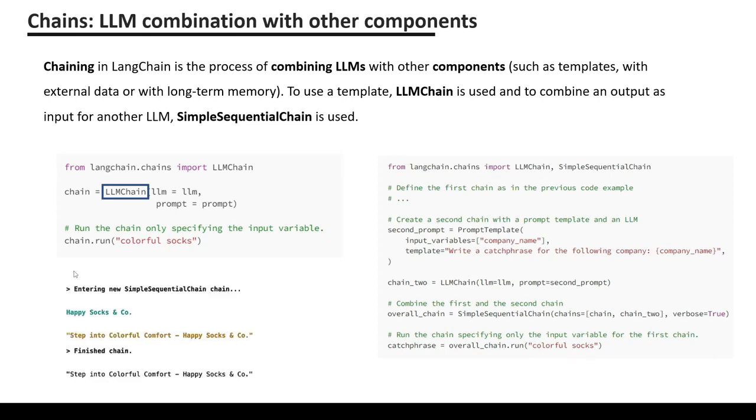We pass colorful socks, which is the company name, and it will return the result of the chaining of both commands. Finally, if we execute this code, we will get the result of the first prompt, which is to get the company name, Happy Socks & Co., and then the second prompt will automatically be launched, giving us a short phrase for that same company along with the new company name. So the result will be a step into colorful comfort, followed by the proposed company name. The first part comes from the result of the first command, and the second part comes from the result of the second command chained with the first.